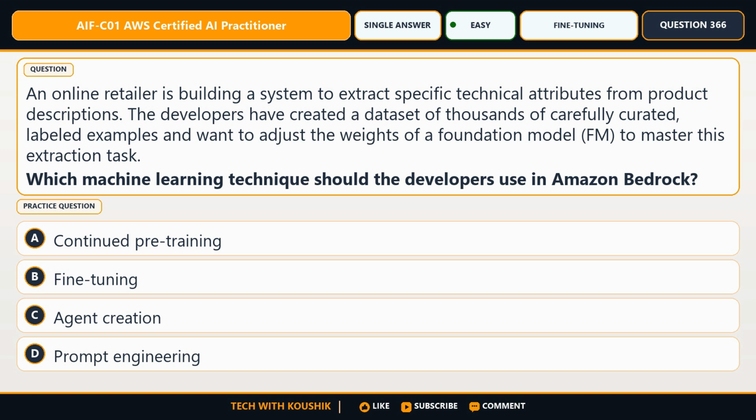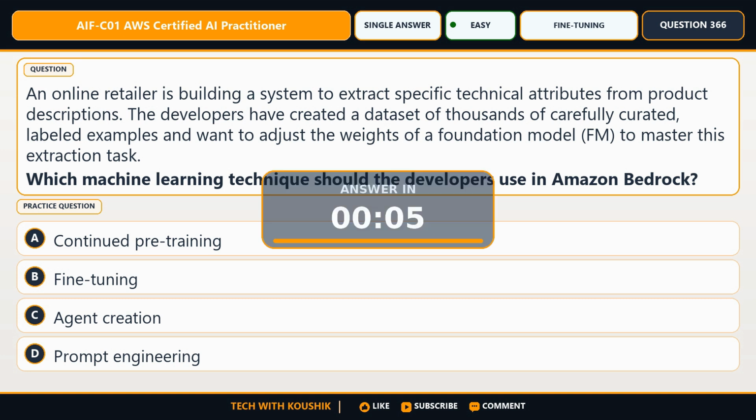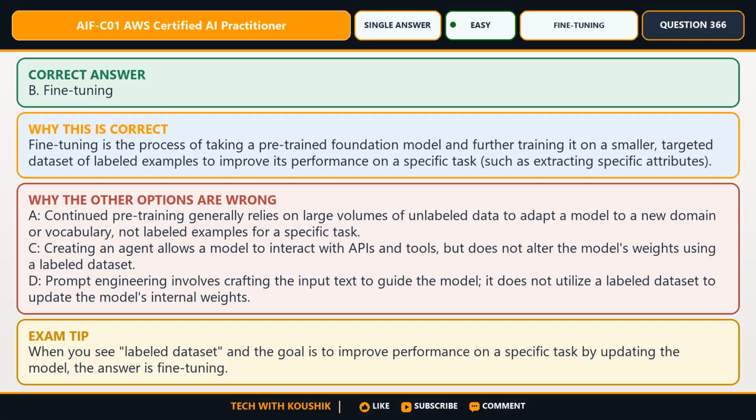Eliminate every option that violates even one requirement. Next, option A, continued pre-training. Next, option B, fine-tuning. Next, option C, agent creation. Next, option D, prompt engineering. The required response is B, fine-tuning.